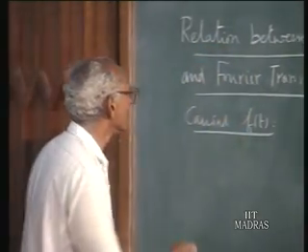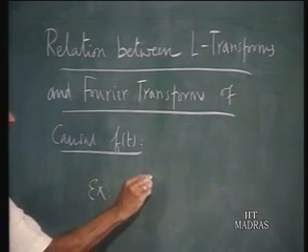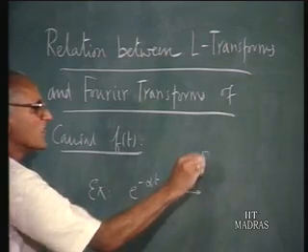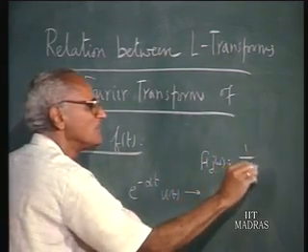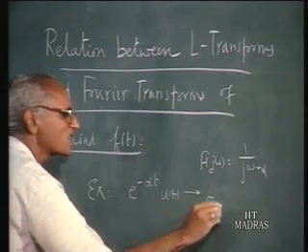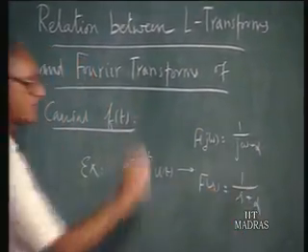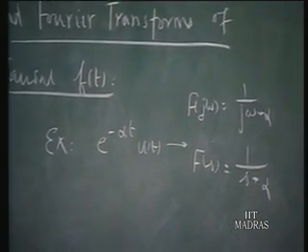For example, you have e to the power of minus alpha t u(t). The Fourier transform is 1 over j omega plus alpha. The Laplace transformation is 1 over s plus alpha. So by substituting j omega for s, you get the Fourier transform from the Laplace transformation.